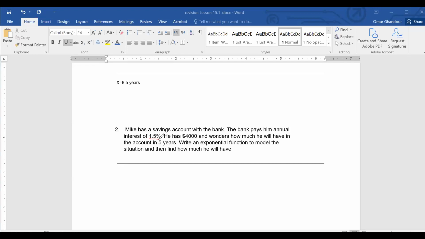R. This is R. He has $4,000. This is the first value we started with, so this is A. And he wonders how much he will have in the account in 5 years. He wants to know how much he will have after 5 years. Write an exponential function to model the situation and then find how much he will have.